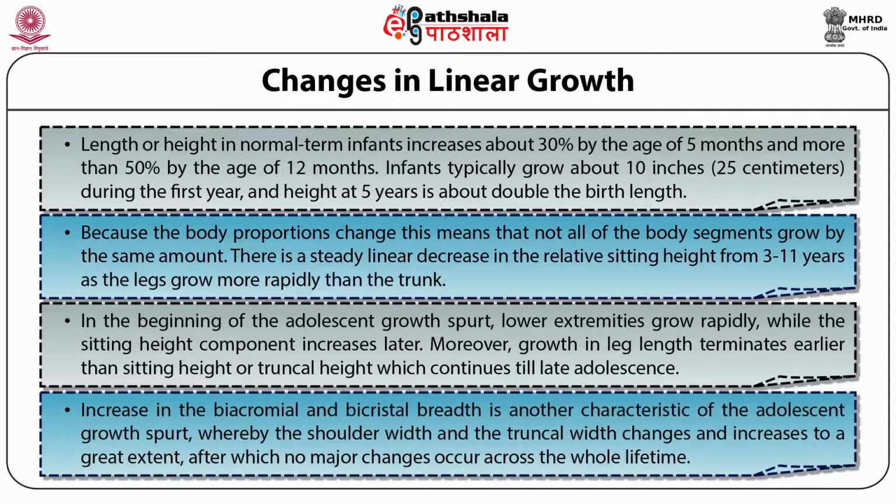Increase in the biacromial and bicristal breadth is another characteristic of the adolescent growth spurt, whereby the shoulder width and the truncal width change and increase to a great extent, after which no major changes occur across the whole lifetime. These dimensions describe the postcranial shape of the body, depicting the relative growth of the trunk, extremities, shoulder, and pelvic girdles. There are clear changing relationships with age in both the sexes.